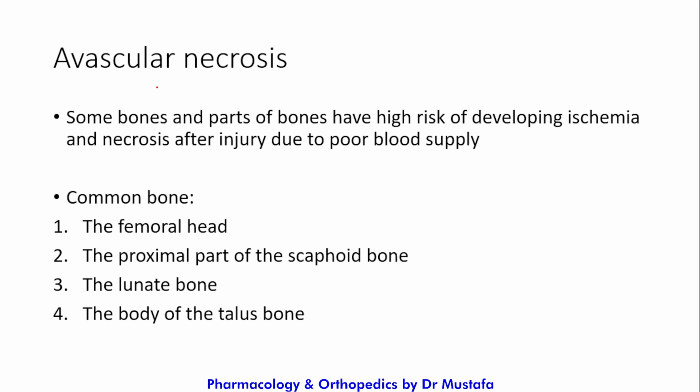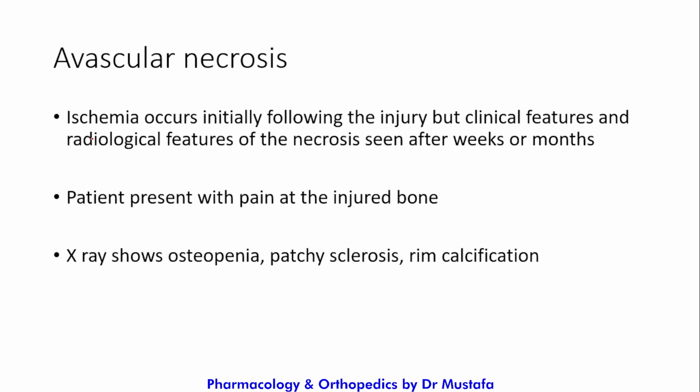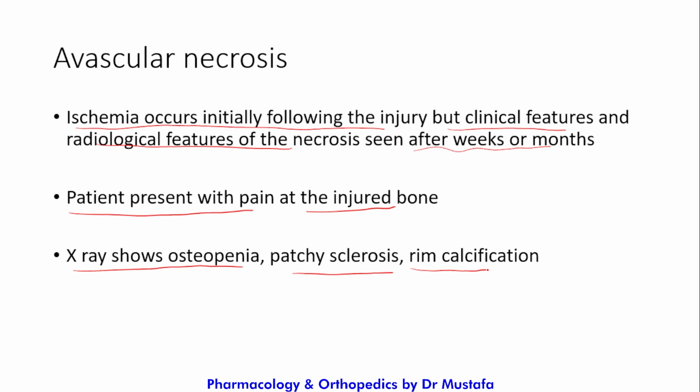The other complication is the avascular necrosis. Some bones and parts of bones have a high risk of developing ischemia and necrosis after injury because of the poor blood supply to these bones. Common bones are the femoral head, the proximal part of the scaphoid bone, the lunate bone, and the body of the talus bone. Ischemia occurs initially following the injury, but clinical and radiological features of the necrosis are seen after weeks or months, and the patient presents with pain at the injured bone. An X-ray shows osteopenia, patchy sclerosis, and rim calcification.